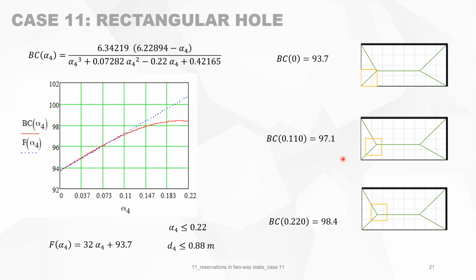So we see from this exercise that the more you put the reservation to the middle of the slab, the better it is. You still have a shortage of 1.6%, but that's not very important. But you know, the best position is to move it to the center and not to put it on the side.